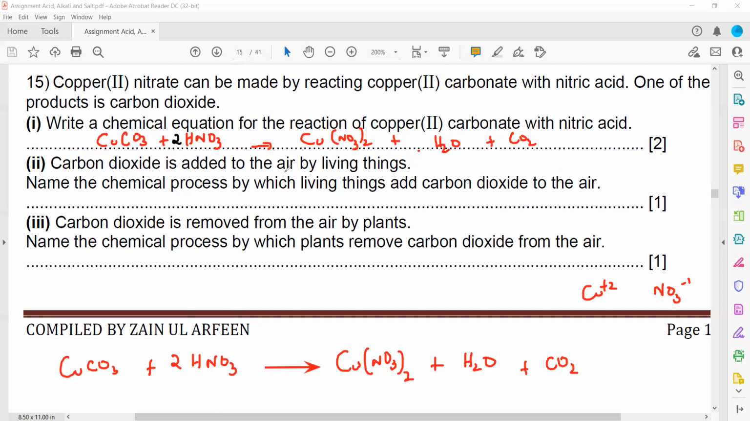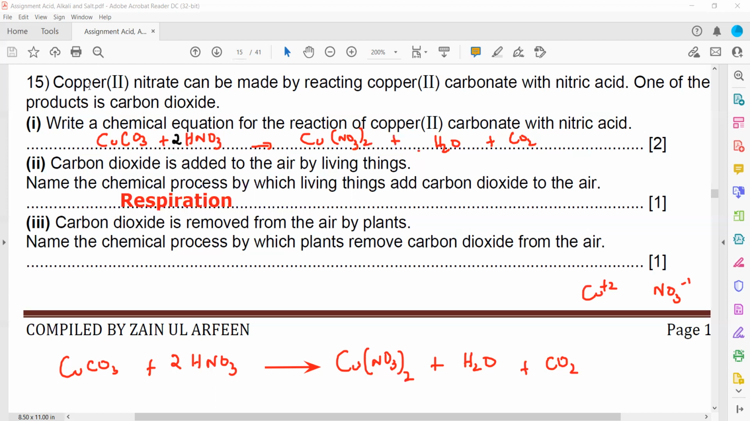Now, carbon dioxide is added to air by living things. Name a chemical process by which living things add carbon dioxide. We respire to give out carbon dioxide. So that process is known as respiration. By respiration, we are releasing carbon dioxide to the surroundings.